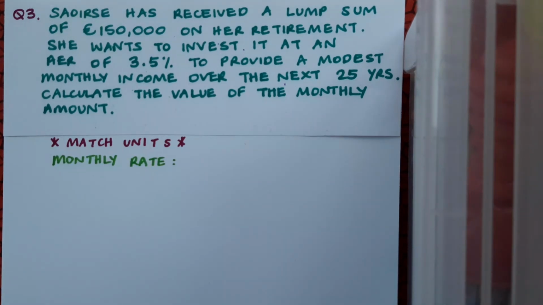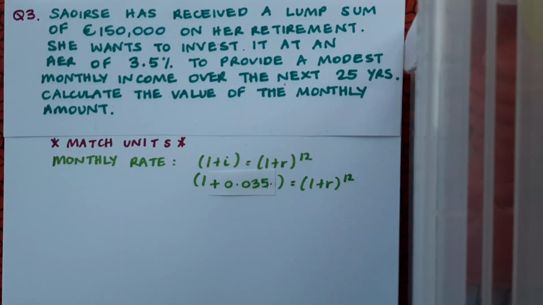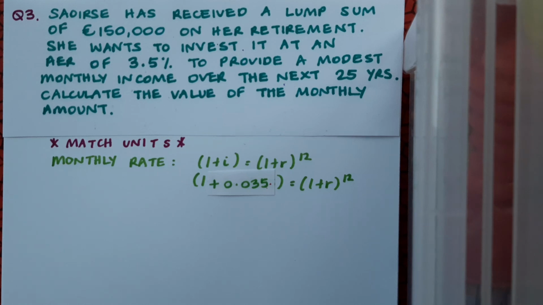So in this case, Saoirse is going to want a monthly income. So we're looking at the monthly rate, the number of months and so on. So here's our familiar formula. And I have, ooh, do you spot the mistake? I have zeros on the brain. So just to correct myself there, 1 plus 0.035 equals 1 plus r to the power of 12.